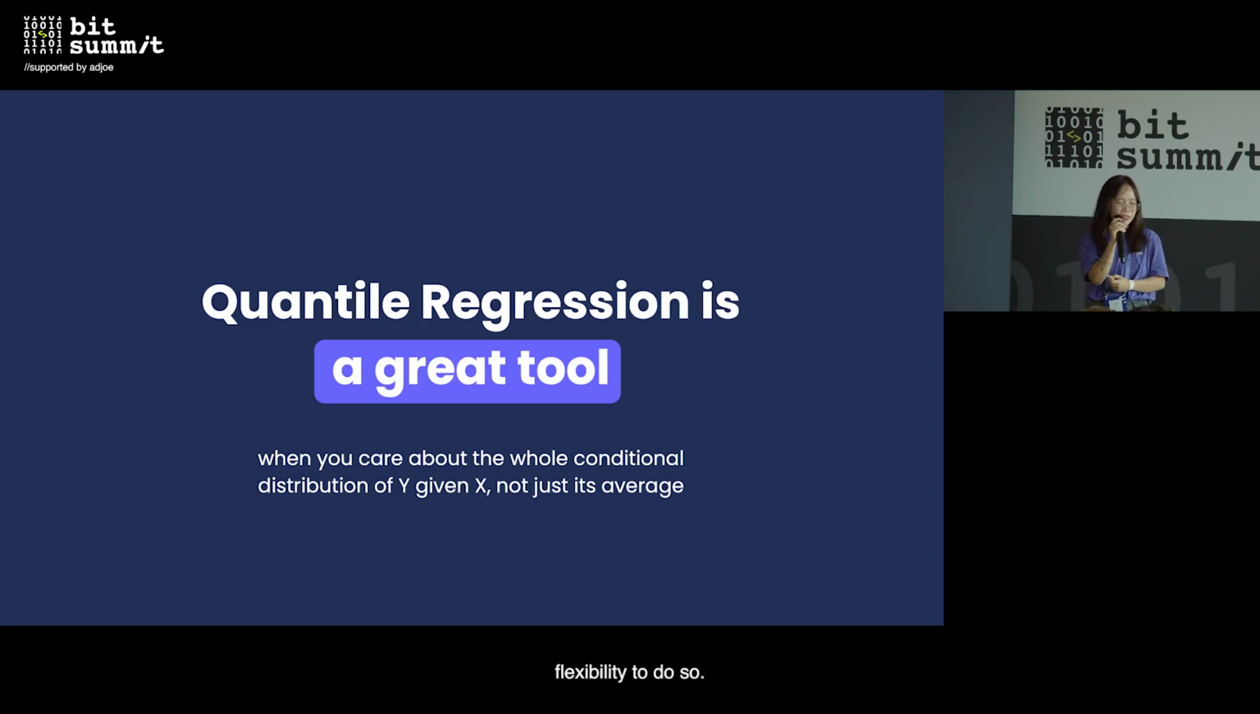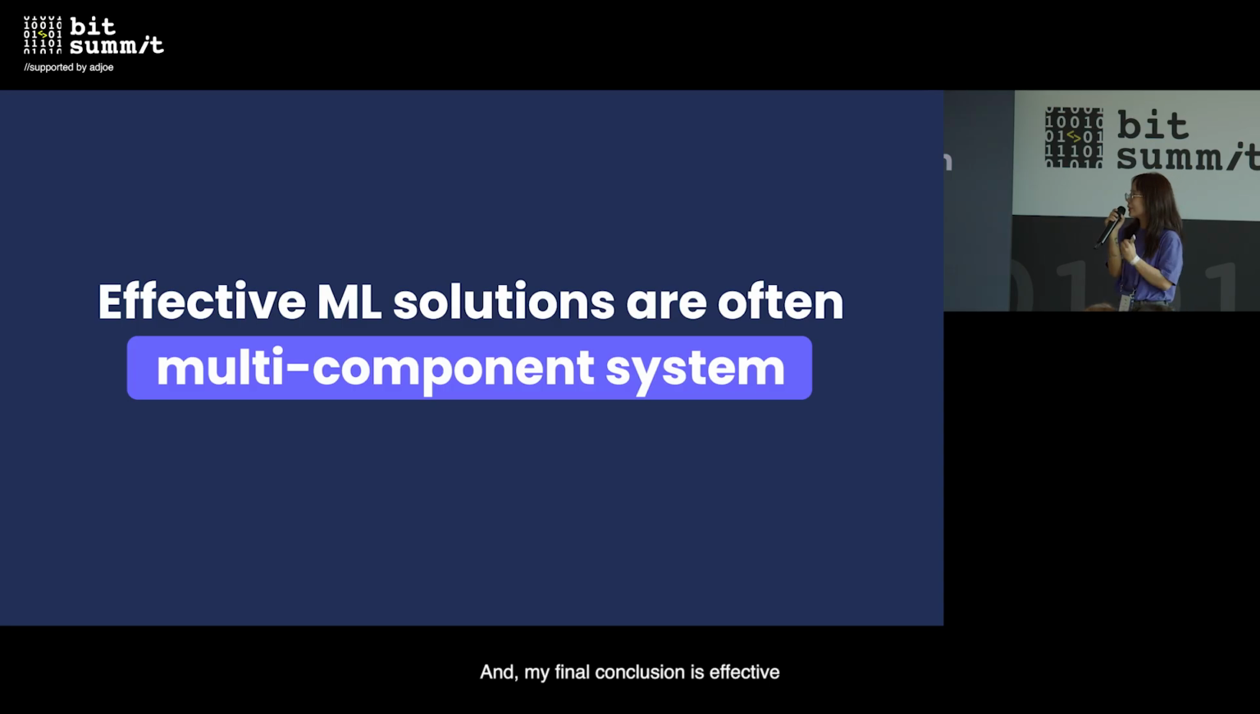And my final conclusion is that effective machine learning solutions are often multi-component systems. Why do I say that? This BP model is just a small part of our whole machine learning ecosystem. So we have different other solutions that support these models. And usually to solve a business problem, we need not only one solution, but more like an orchestrated system of different pipelines and different logic working well together.